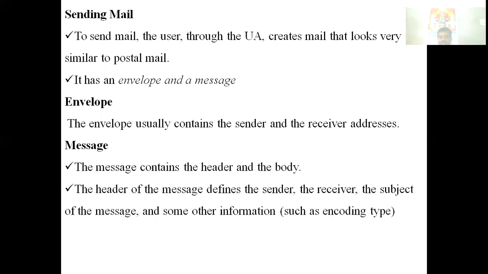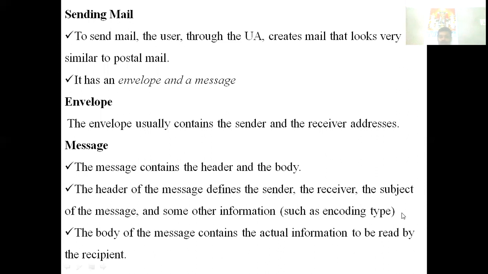The header of the message defines the sender, the receiver, the subject of the message, and some other information, that is, what type of encoding is used. The body of the message contains the actual information to be read by the recipient. So what are the two things the message will have? The message will have a header and a body. The header will have the information about the sender, receiver, and the type of the message, and some other information. And the body of the message contains the actual information that is read by the recipient.